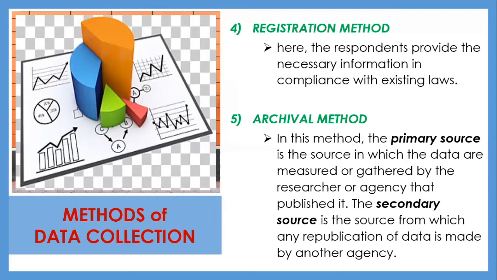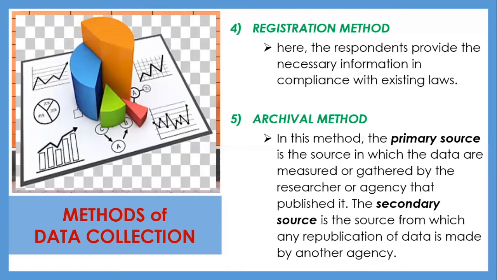Now, aside from that, we also have the use of existing studies, which also provides an archival method of data collection. Now, in this method, the primary source is the source in which the data are measured or gathered by the researcher or agency that published it. And the secondary source, on the other hand, is the source from which any republication of data is made by another agency.